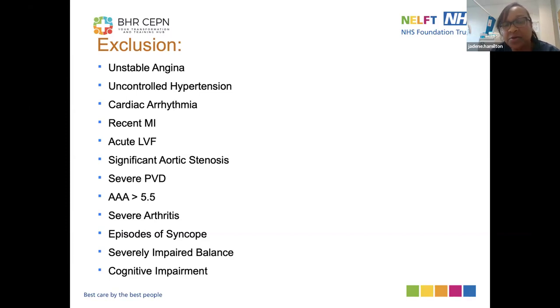Cognitive impairment, so they have to be able to work through and follow the exercise, and if that's an issue, then it's not going to work for them. If there's severely impaired balance or episodes of syncope, pulmonary rehab is not suitable. They may need one-to-one, so it doesn't say you can't refer, but that's one of the things.